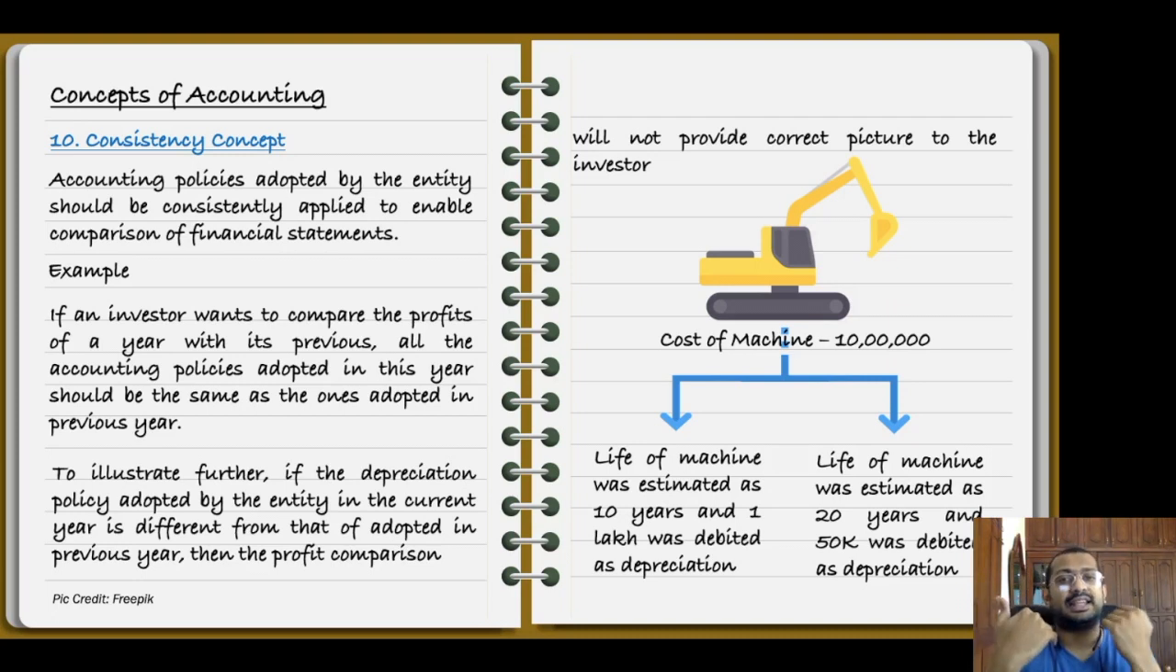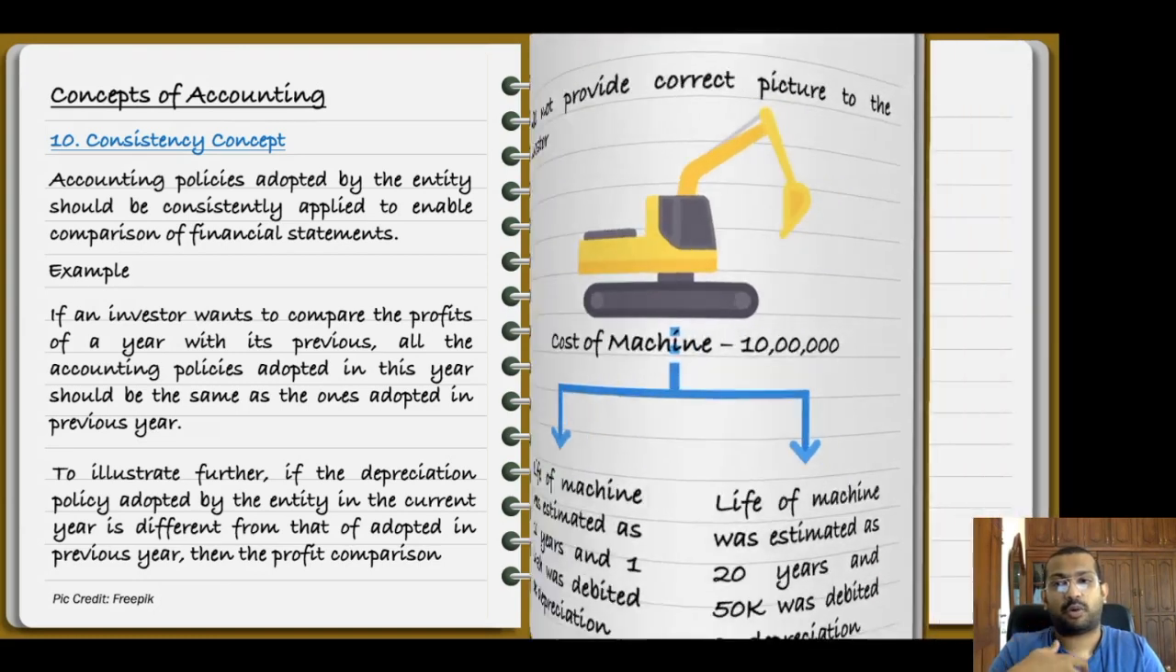So the consistency concept states that the assumptions and policies adopted by the company should be adopted throughout the years and should not vary very frequently over the years. Even if there is a change due to a genuine reason, we should disclose it. We will study how to disclose what changes are to be made in the financials if there is a genuine change in the accounting policies adopted by the company.